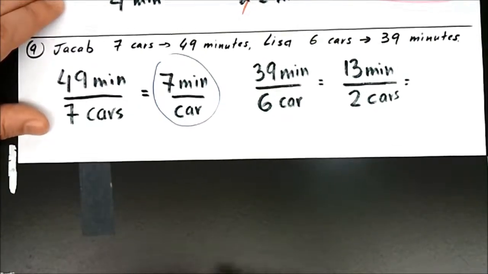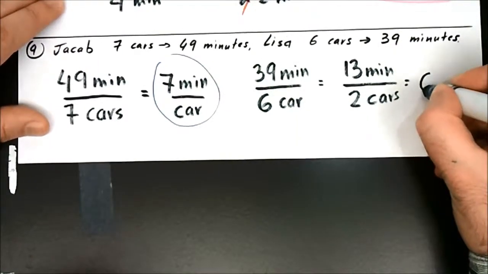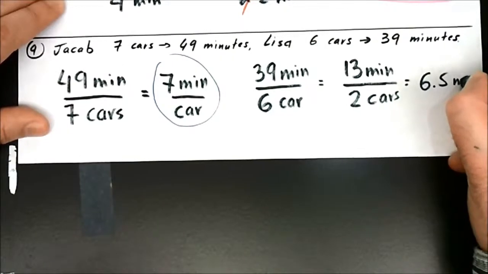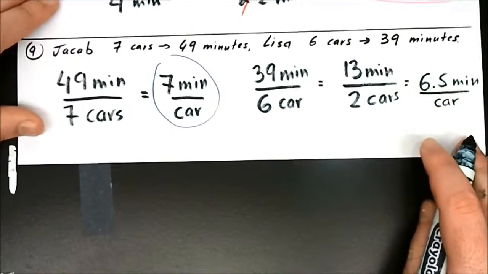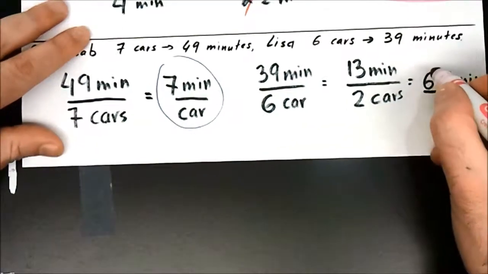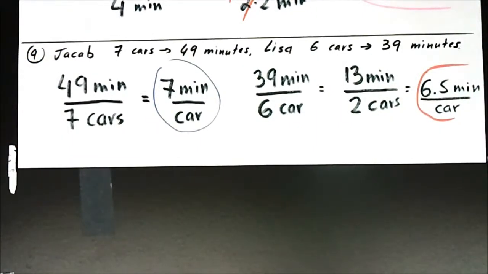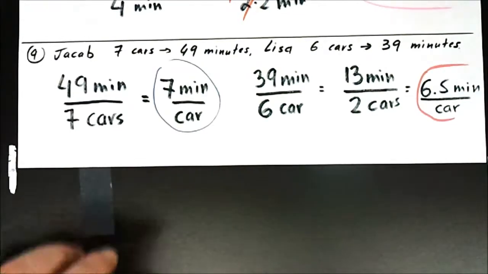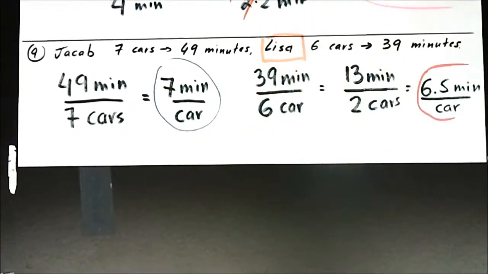I divide 13 by 2. And what's 13 divided by 2? 6.5 minutes per car. So if we're going purely based on speed, who in this case is the faster car detailer? Well, that's easy. Lisa's a little bit faster. She takes half a minute less to detail a car. So it's Lisa in this case. Questions on number 9?